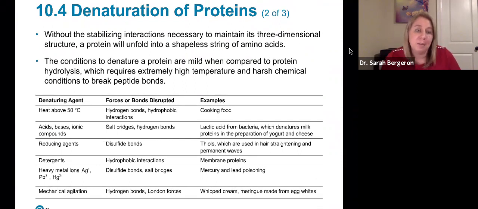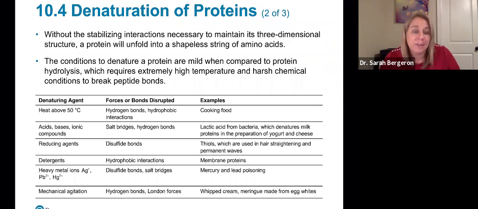So here are the examples of the different denaturing agents that can interrupt three-dimensional shapes of proteins. So if you have something that is above 50 degrees Celsius, well, then that's going to break hydrogen bonds. That's going to disrupt hydrophobic interactions. Well, that's what we do when we cook every day.